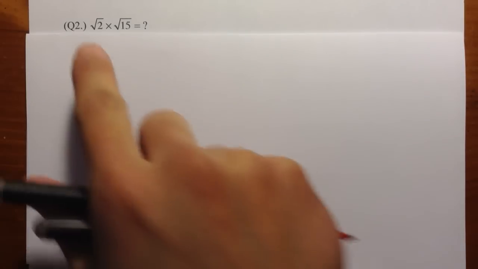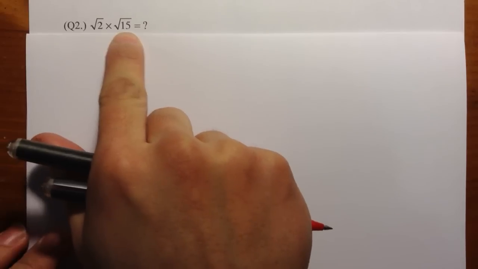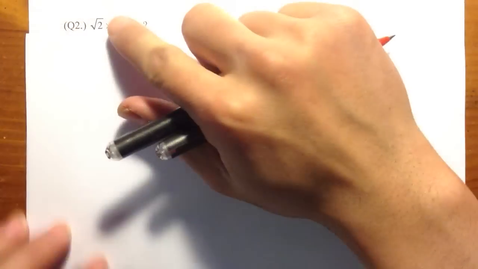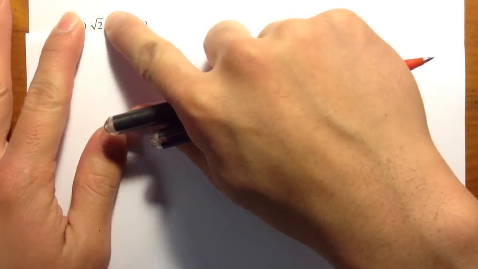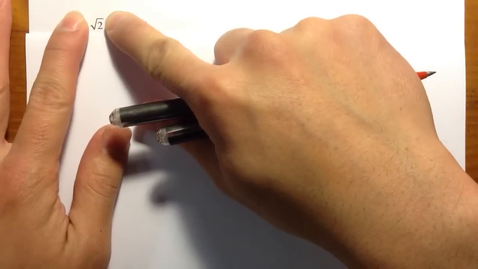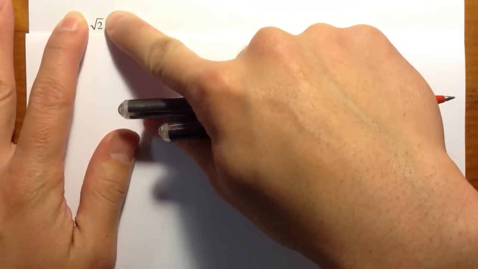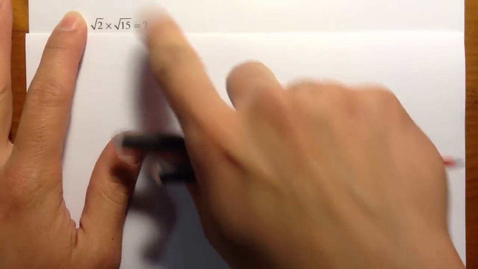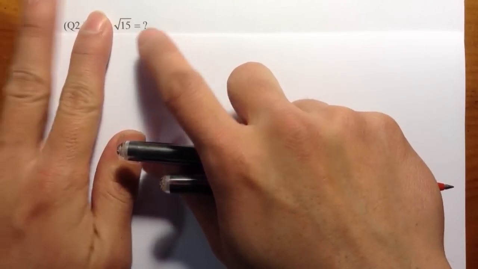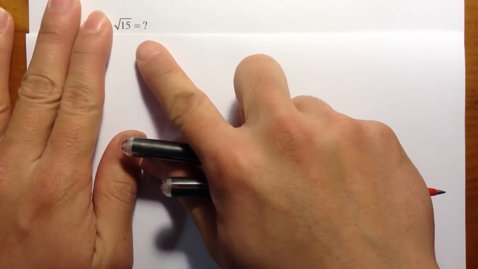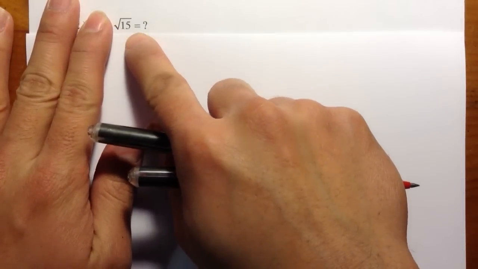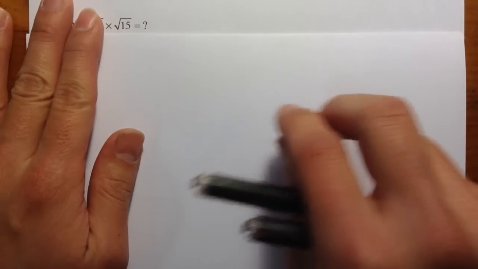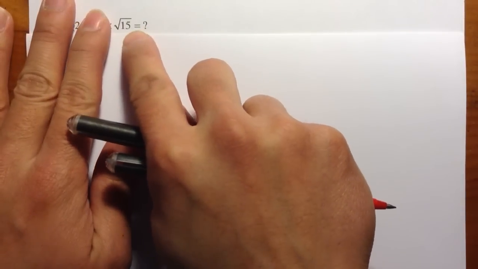Question 2. Square root of 2 times square root of 15. If you just look at square root of 2, we can't do much about it, right? We can't do much about square root of 2 because 2 is not a perfect square. Likewise, we cannot do much about square root of 15 because 15 is not a perfect square. We cannot find a number that multiplies itself to give you 15.